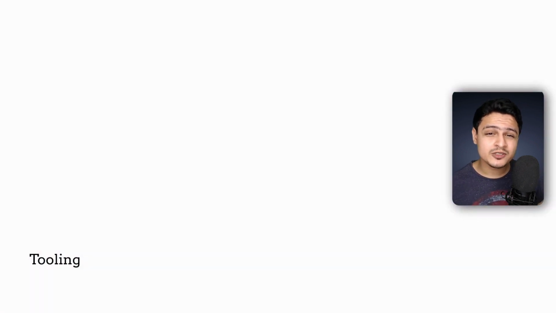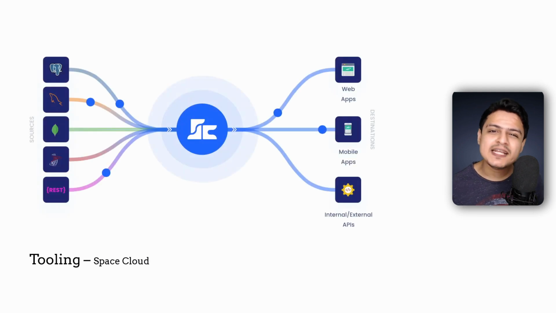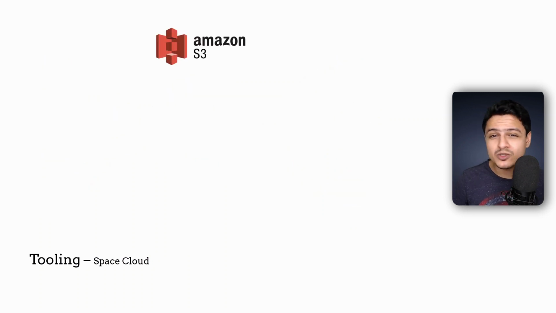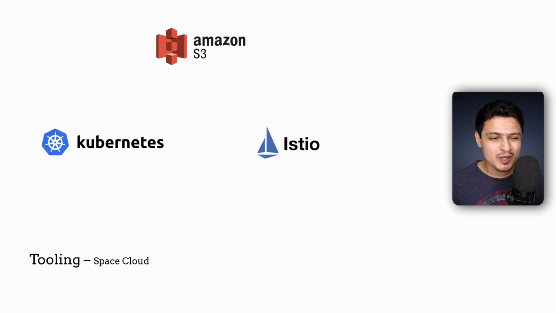Time to get introduced to the tools we'll be using today. Let's start with SpaceCloud. SpaceCloud is an open source GraphQL engine for your databases and REST APIs. To be fair, it does a little bit more than that. For example, it can create REST APIs for object stores like S3 and abstract away Kubernetes and Istio, making all of these tools so much easier to learn and adopt. But we'll be covering that another day.